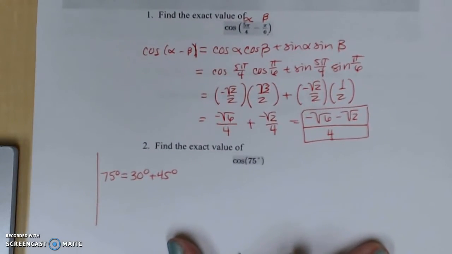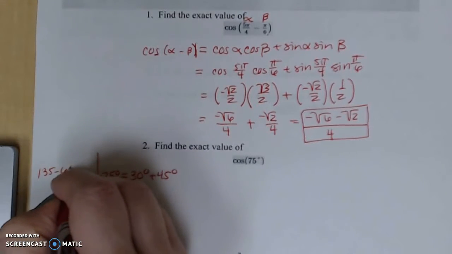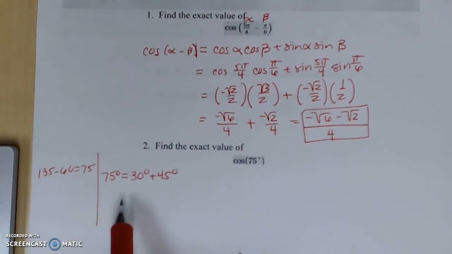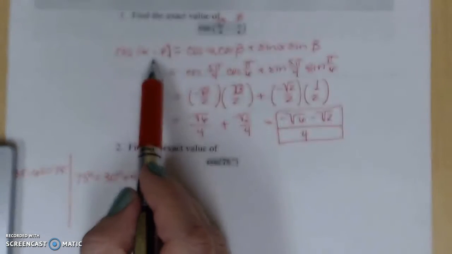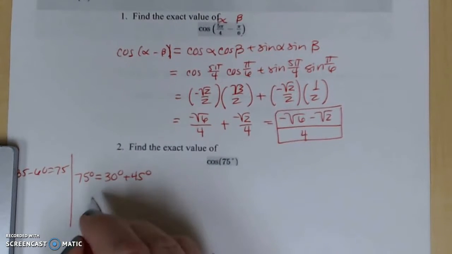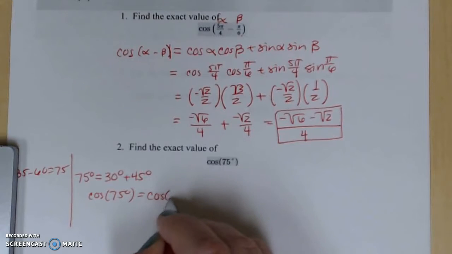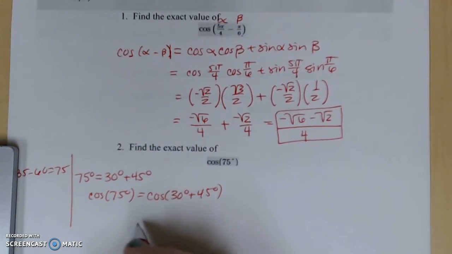Now, a side note here, we could consider 75 being the equivalent of 135 minus 60 and getting 75, and that would have been fine as well. Either way will get you there. But I'm going to work with this one on the addition because here we used the difference, and so I want to do a sum one. So instead of cosine of 75 degrees, I'm going to consider this as cosine of 30 degrees plus 45 degrees.